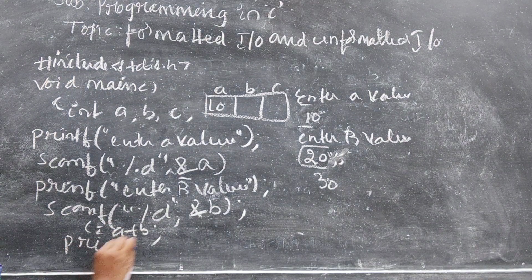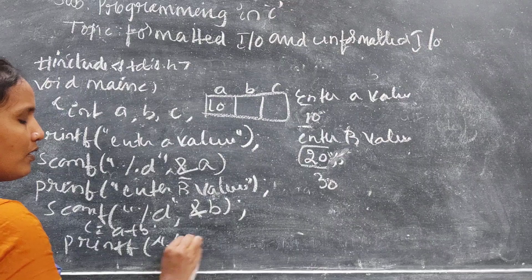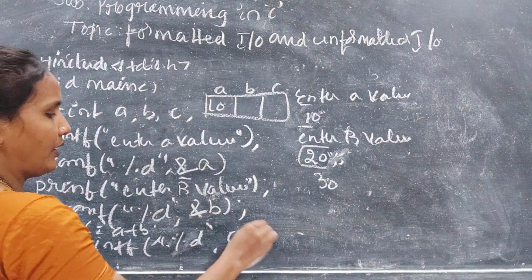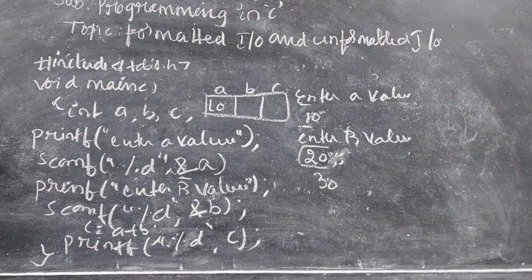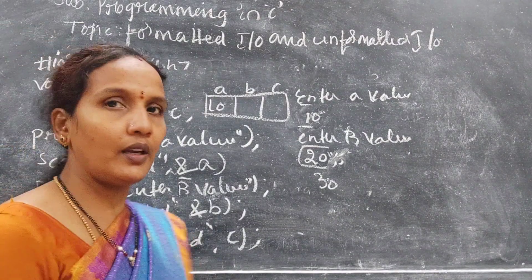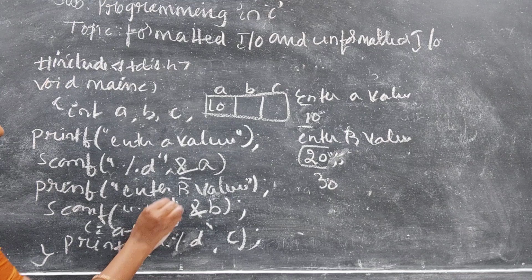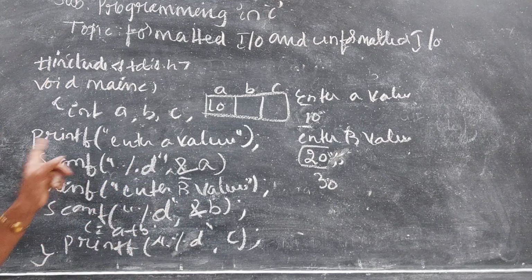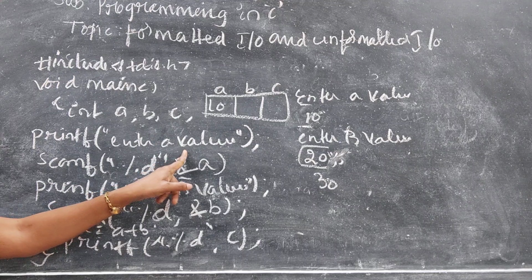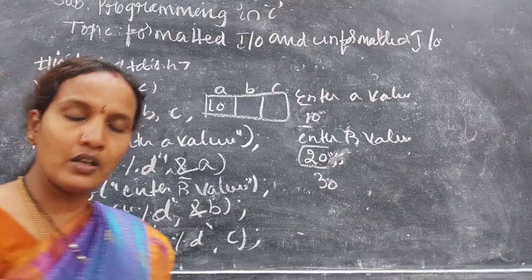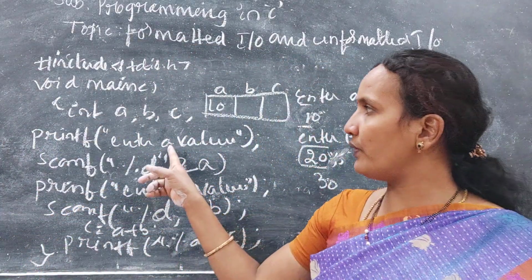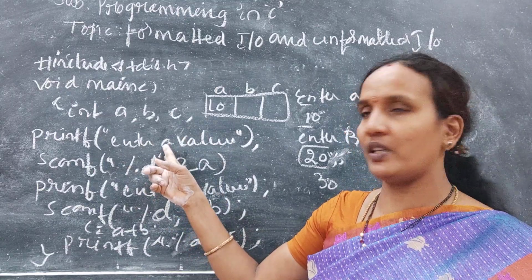Printf. Again you should give the format specifier. Format specifier is %d, C. This is your program. Printf enter a value means we are giving a message to the user, a command to the user to enter a value. Before taking a value from a user, you should give the message to the user to enter a value. So we'll give a message by using this.